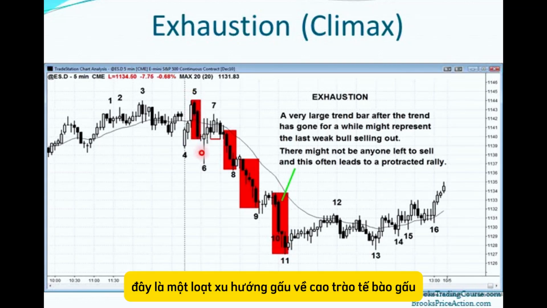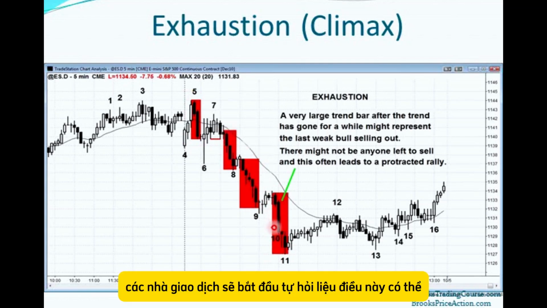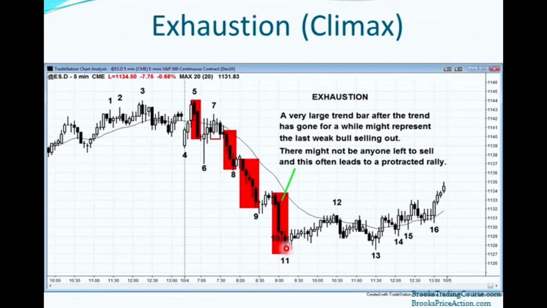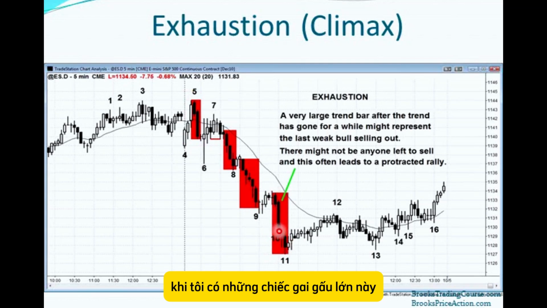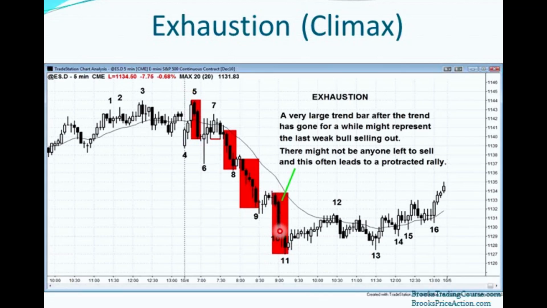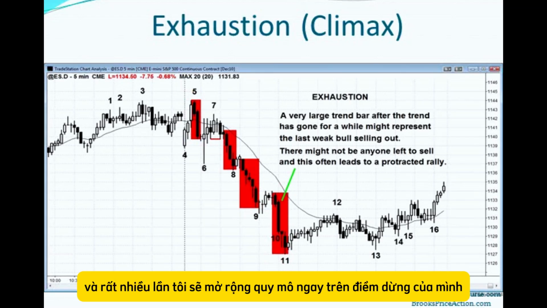Here's a bear trend, series of bear sell climaxes, each of these red boxes, and then look here, the best looking bear bar of the entire trend. Traders will start to wonder if this might be an exhaustive end to the trend. So they might sell that bar, they might sell this bar as well. Incidentally, when I have these big bear spikes, if I'm looking to fade the move, I'll usually place my stop at a measured move down from the bear spike. So I measure from here to here and then put a protective stop that many ticks down. And a lot of times I'll scale in just above my stop level.